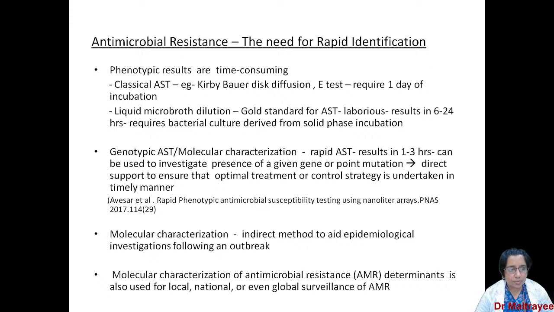On the other hand, genotypic AST or molecular characterization is rapid, and results can be obtained in 1 to 3 hours and can be used to investigate presence of a given gene or point mutation and direct support to ensure that optimal treatment or control strategy is undertaken in a timely manner. Molecular characterization also allows an indirect method to aid epidemiological investigations following an outbreak, and molecular characterization of antimicrobial resistance determinants is also used for local, national, or even global surveillance of antimicrobial resistance.